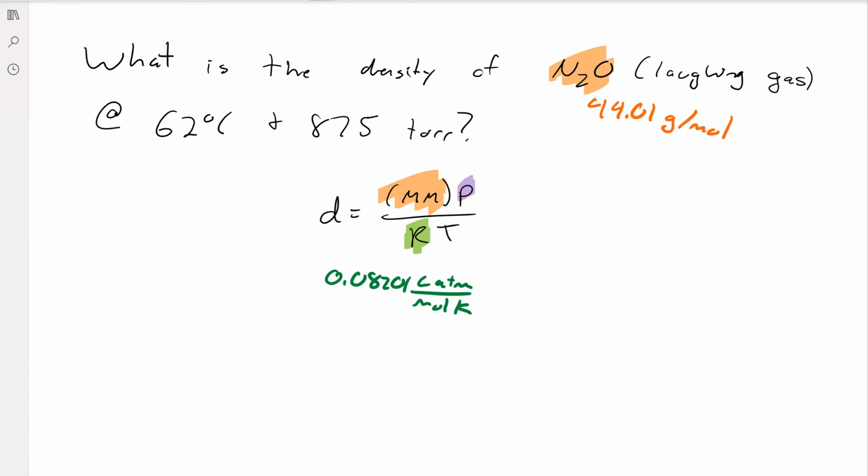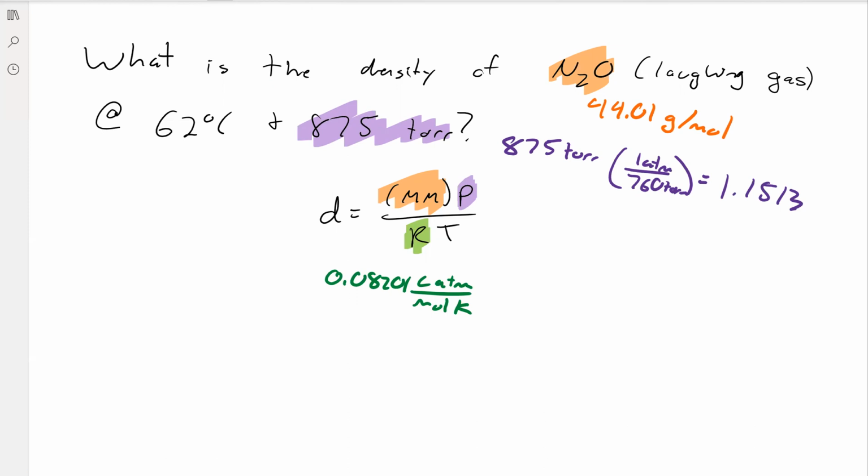For the pressure, we're given 875 torr. That needs to be in atmospheres, so let's go ahead and quickly convert that over. For every 760 torr, there's 1 atmosphere. So that'll be 1.1513 atmospheres. And then finally, our temperature. That, of course, has to be in Kelvin. So we'll add 273.15, or just 273. You get 335 Kelvin. Plug that into there.